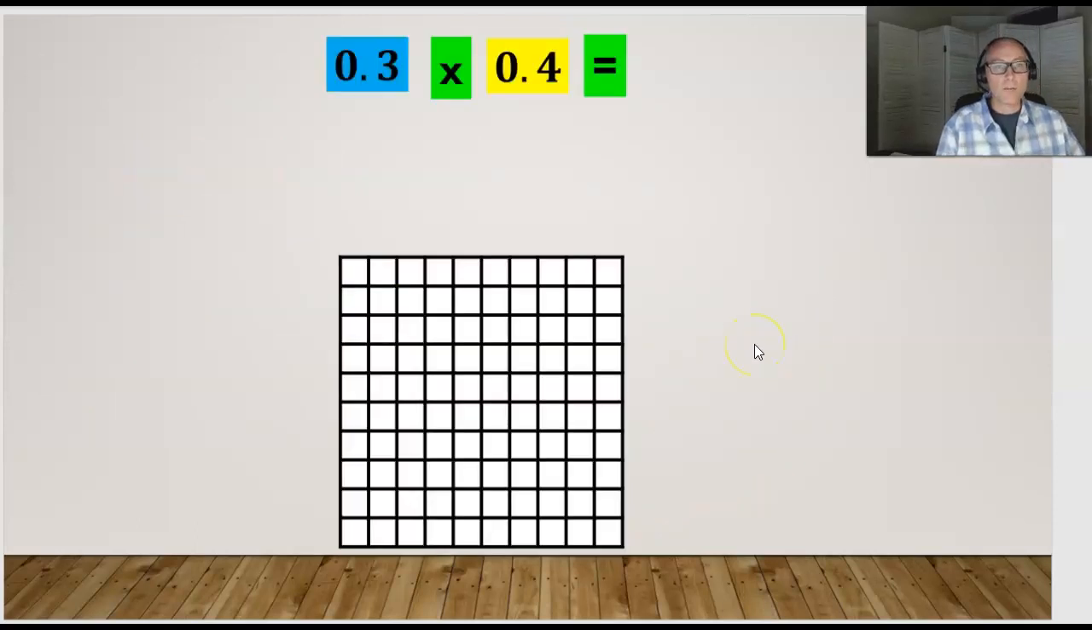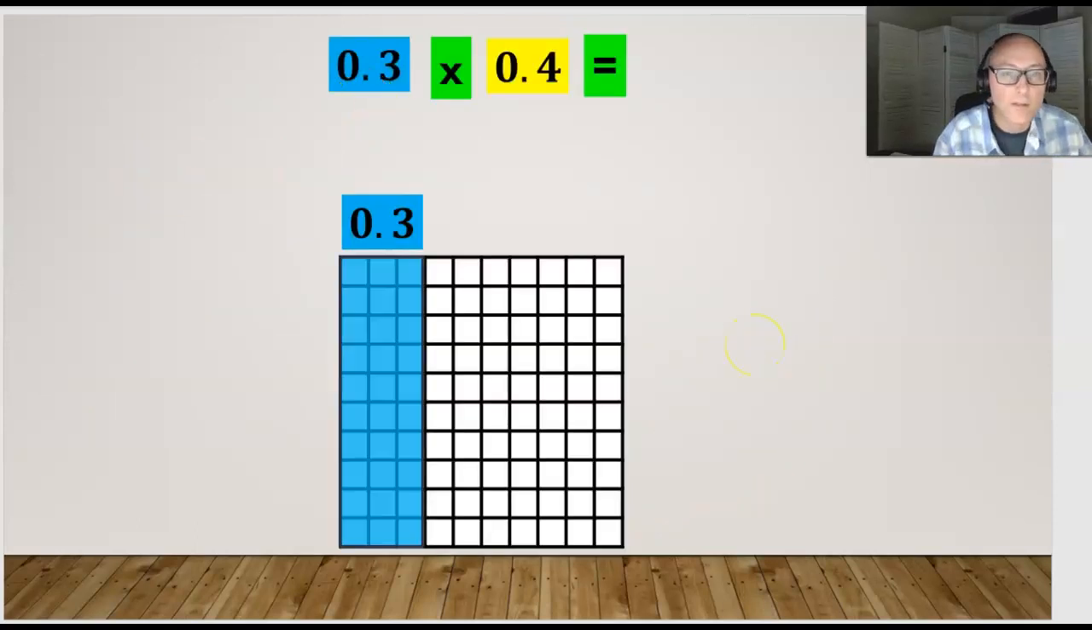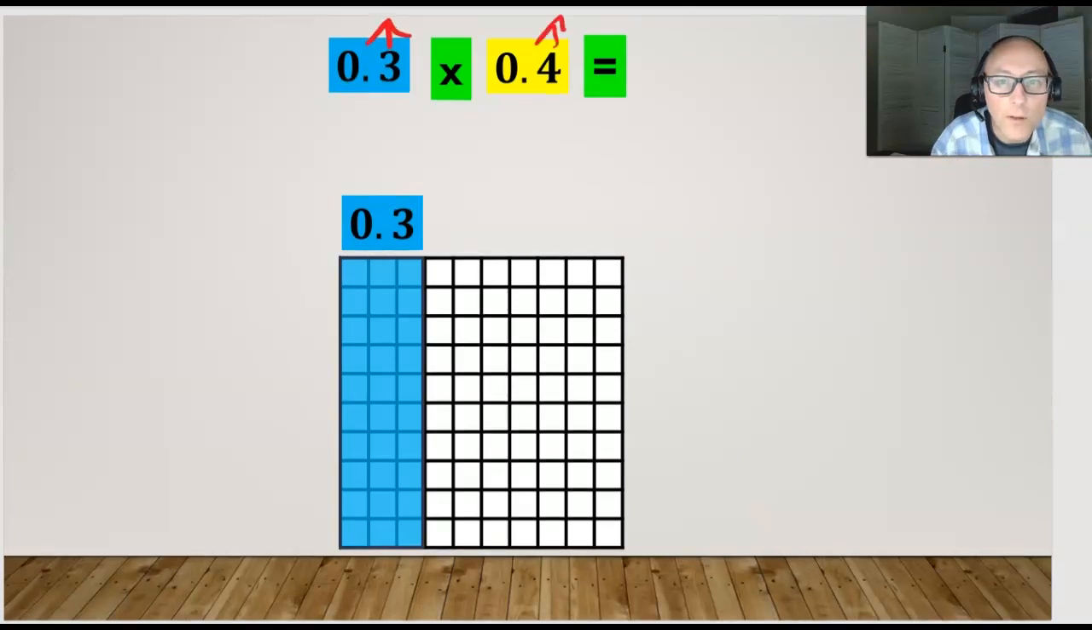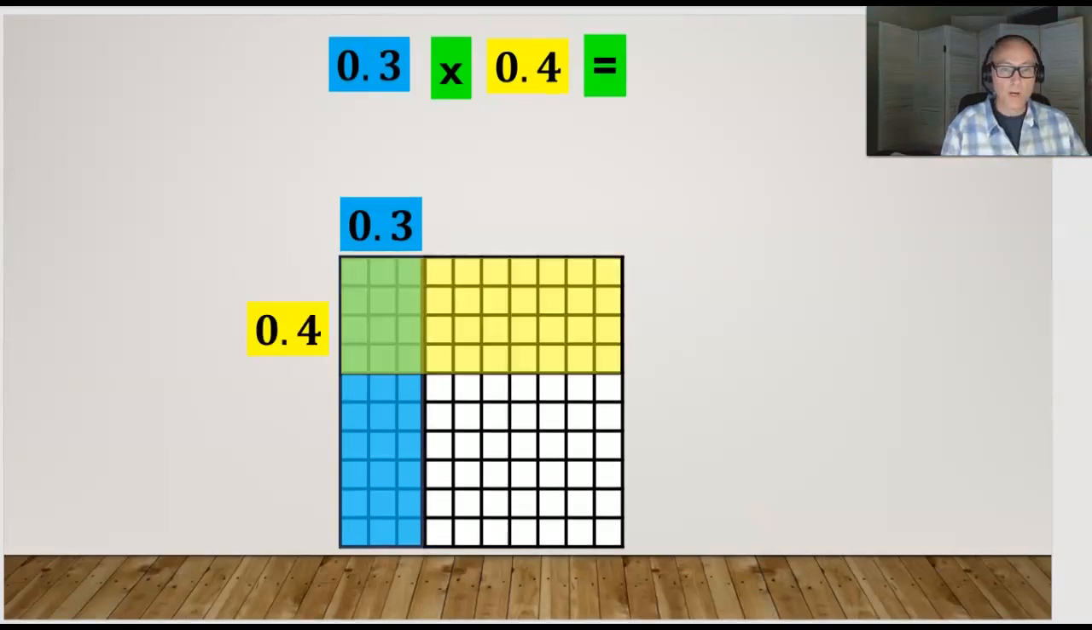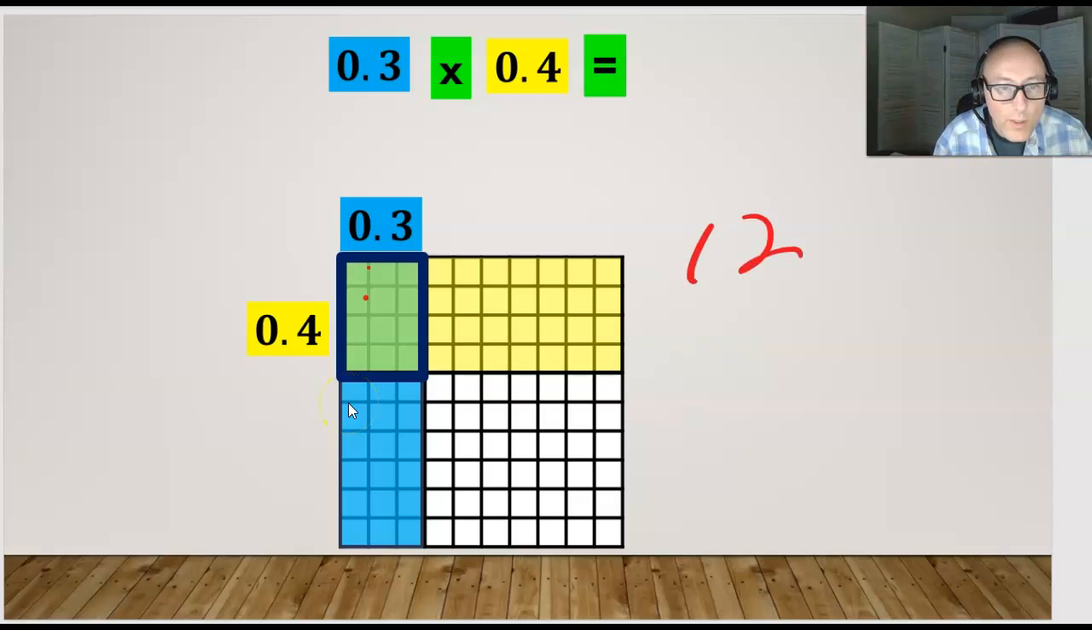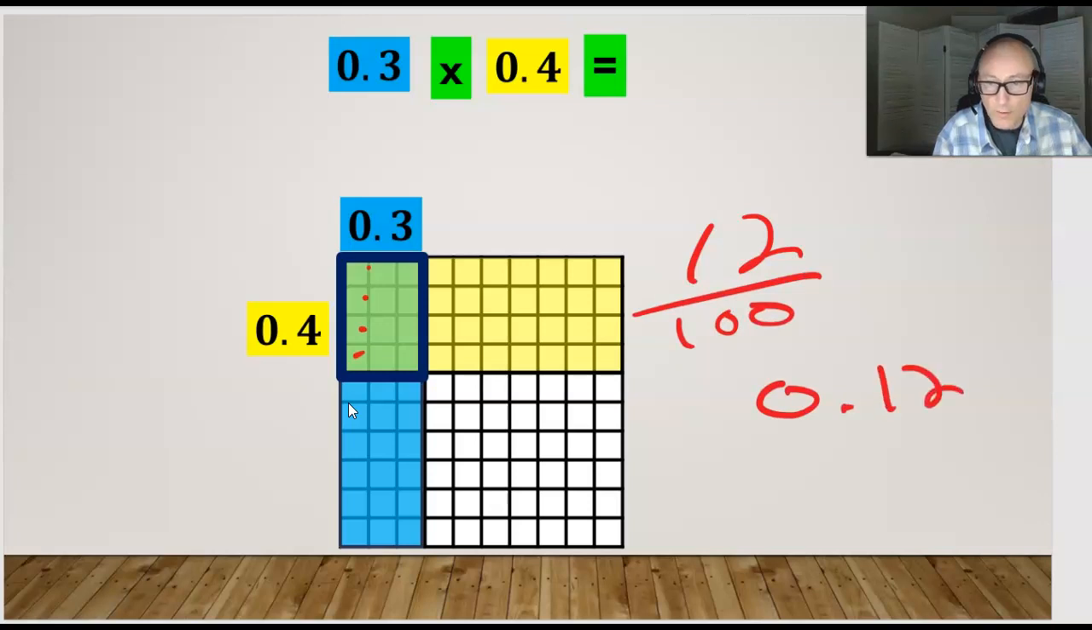We're going to shade in 3 tenths, because remember, this 3 is in the tenths place here, and this 4 is also in the tenths place. Shade in 4 tenths. What's the overlap? We can do 4 times 3. It's 12, but 12 what? What is each one of these things called? Hundredths. So how do we write 12 hundredths? 0.12. Read the number and the last digit, whatever place that's in. It's in the hundredths place. That's 12 hundredths.